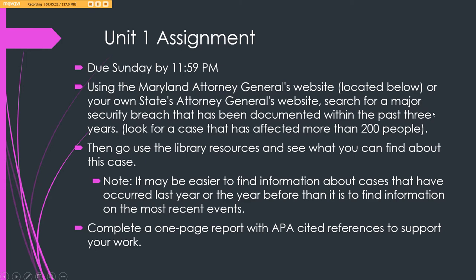So what you're going to do is go to the Attorney General website, search for major security breach, and then in the past 3 years, so 19, 18, 17, and look for one that affects more than 200 people. Then you're going to go to the library and see what you can find about this case.